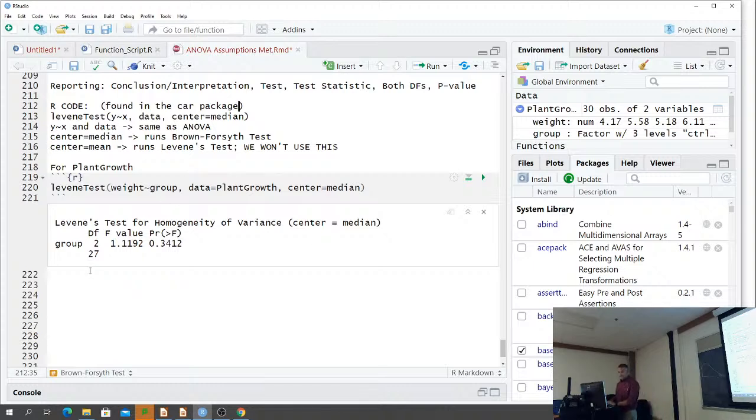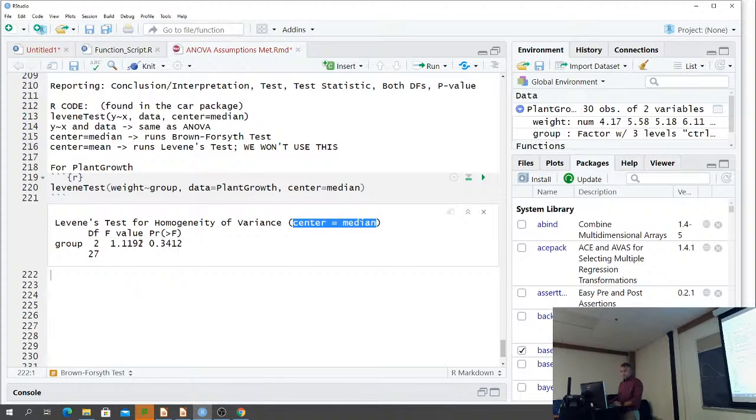So we have the name of the test. It's the one catch. We're testing for homogeneity of variance, but it's not Levene's test anymore. And we know it's not Levene's test because we're centered on the median. And that is actually in the help file too. The help file will tell you this. So we run Brown-Forsyth.